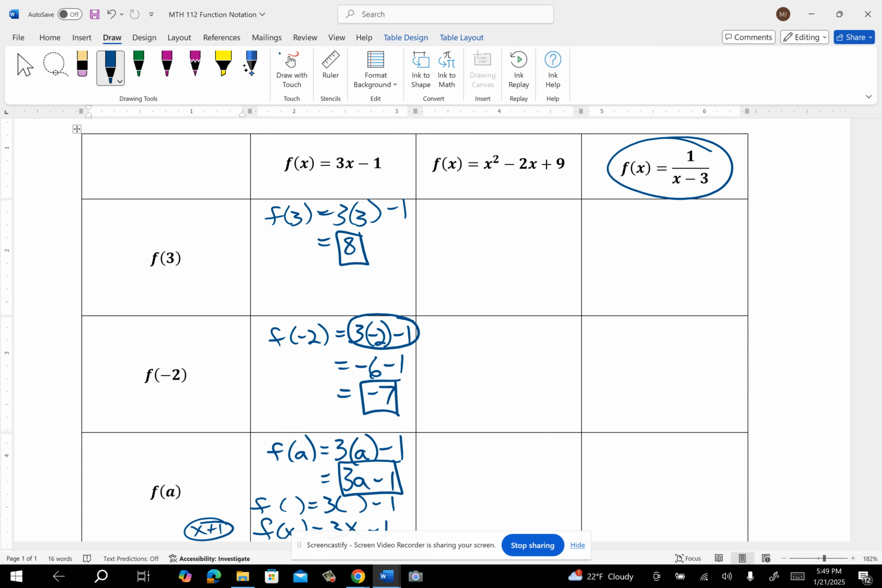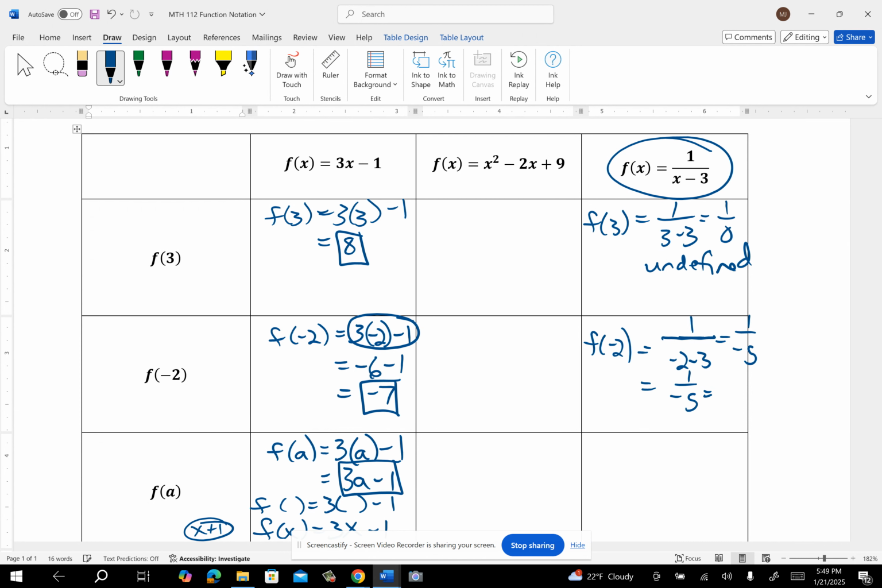All right, so f of 3. Well, f of 3 would equal 1 over 3 minus 3. And, in this case, 1 divided by 0, that would be undefined. So I don't get anything matched up with it. When I do f of -2, I'd get 1 over -2 minus 3. That fraction bar is over on top of both of those. That would be 1 over -5. Let me write it here. And that would turn out to be a -1/5.